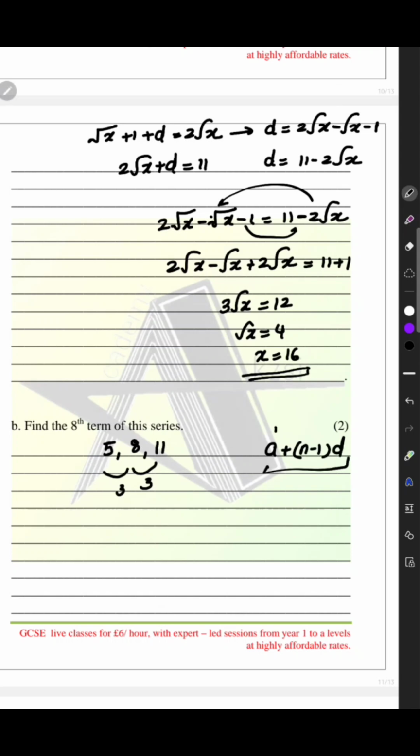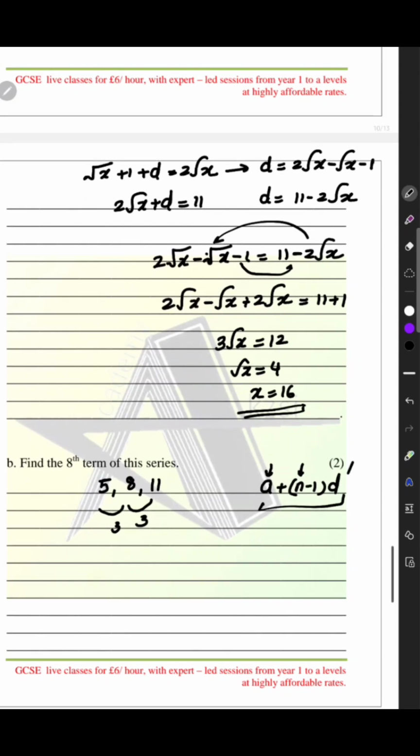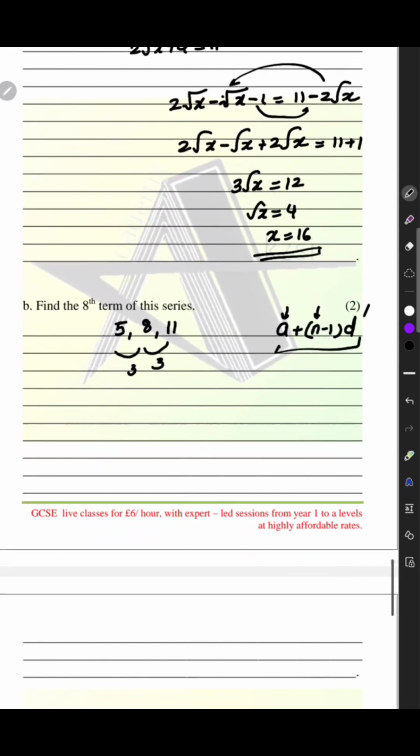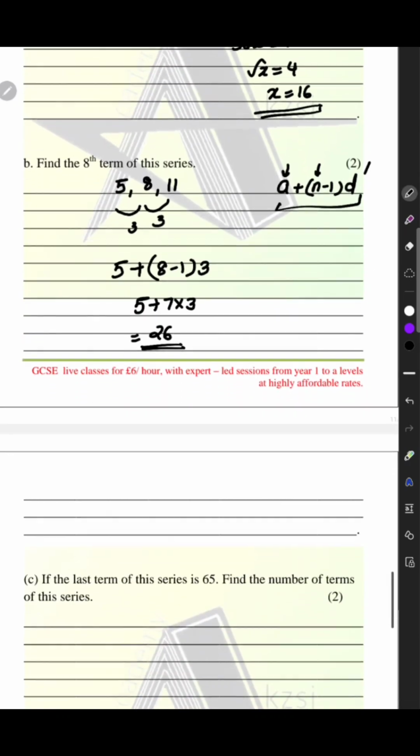So a is the first term, n is the number of terms, and d is the constant that you are adding each time. So the first term is 5 plus, they're asking for the 8th term, that means n will be 8. And the constant number that we are adding is 3. So 5 plus 7 times 3, which is 26. So that's your 8th term.